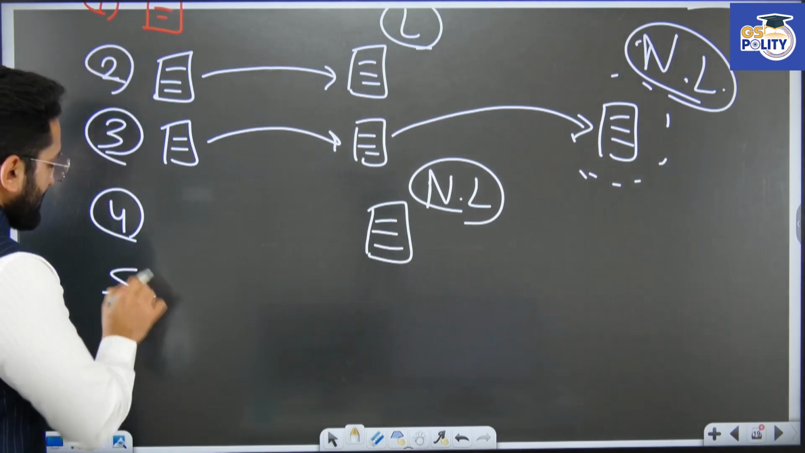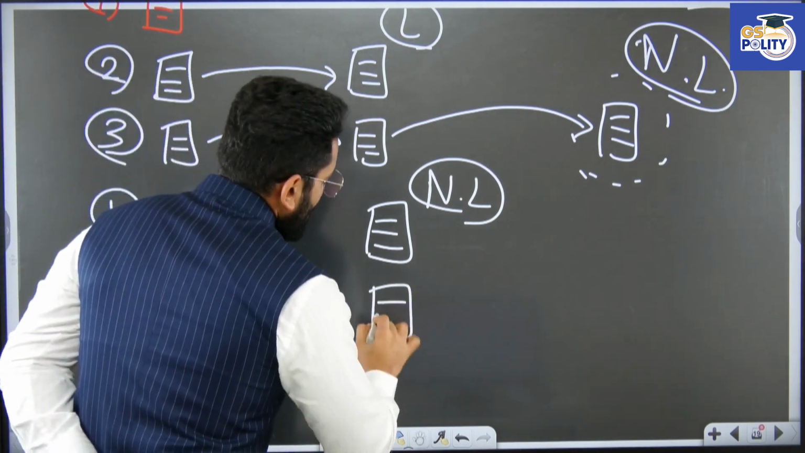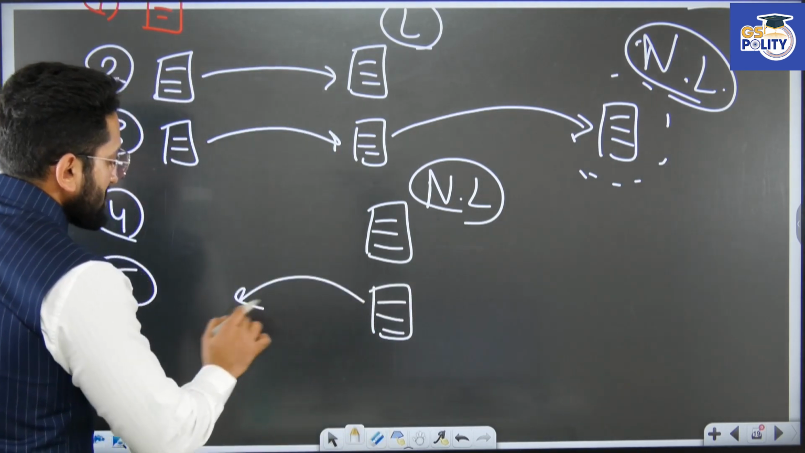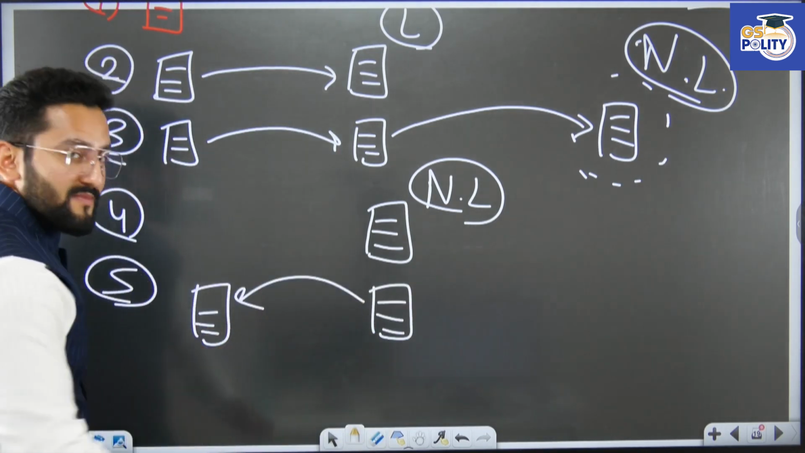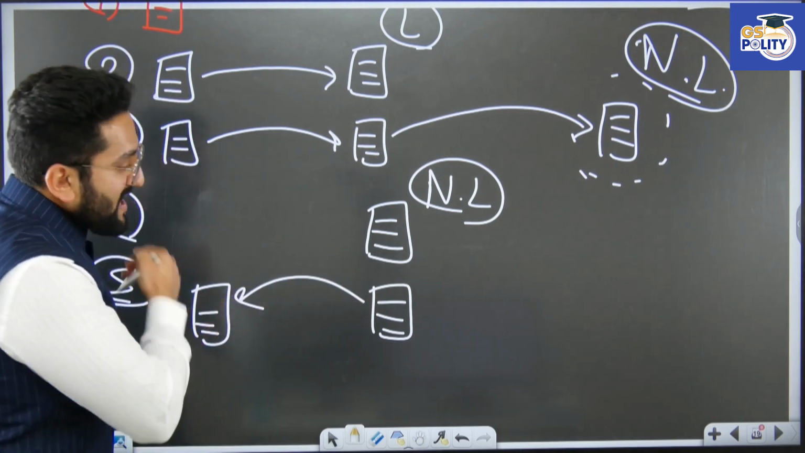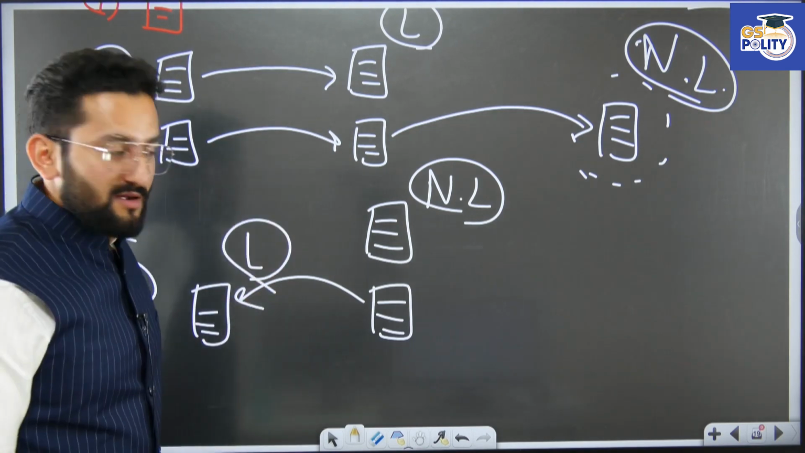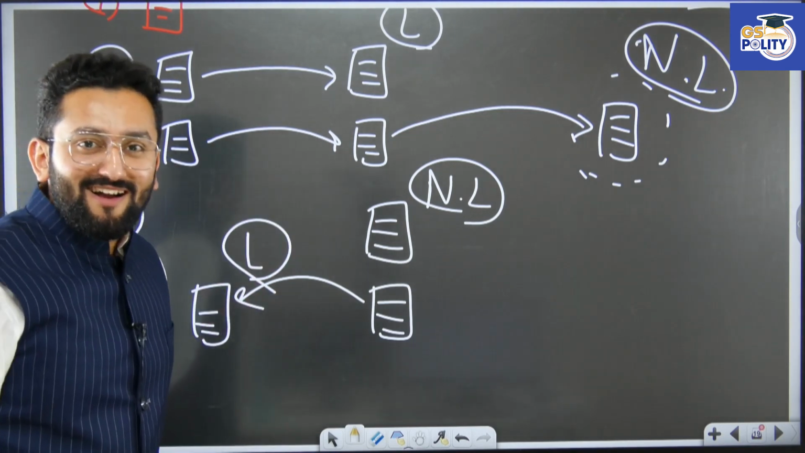Now, fifth, a bill introduced in Rajya Sabha. After getting passed from Rajya Sabha, it reaches Lok Sabha. Okay? And Lok Sabha gets dissolved. What is going to happen with this bill? This bill is going to lapse. Why? It has touched Lok Sabha. Right?